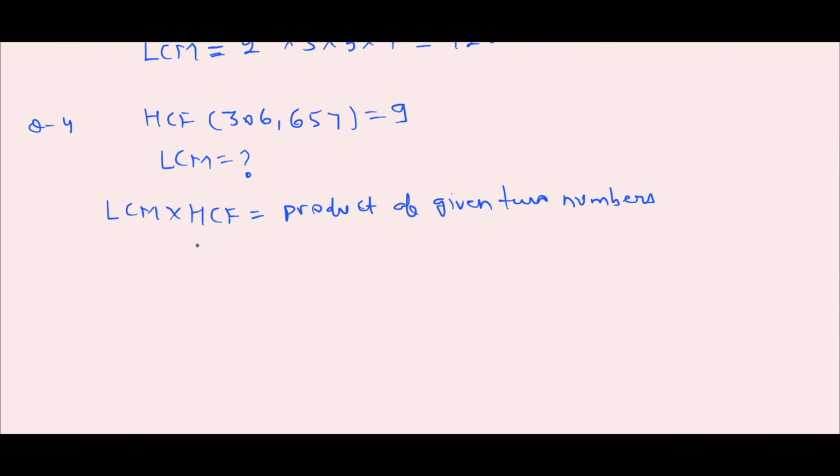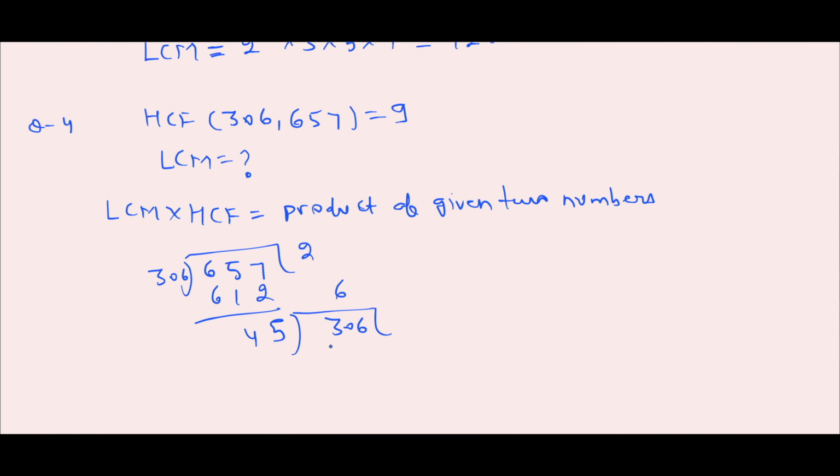Or we can use the Euclid division algorithm method to find out the SCF. So we will divide 657 by 306. It will go 2 times, and we can see it will be 612. 7 minus 2, 5. 5 minus 1, 4. Now we can divide 306 by 45. It will go 6 times, so it will be 270. And 10 minus 7 is 3, 36.